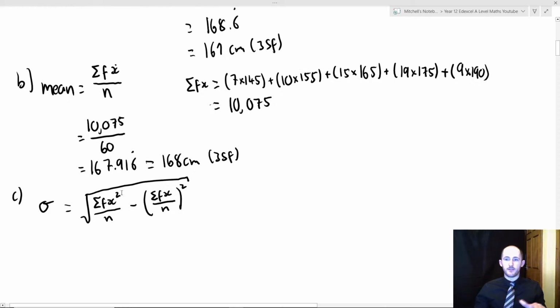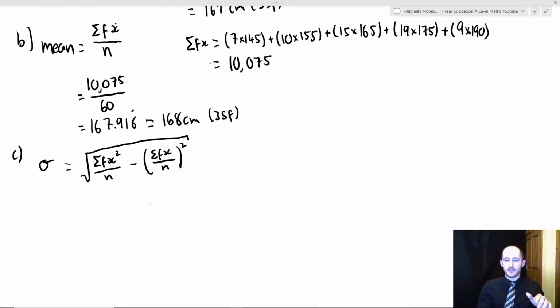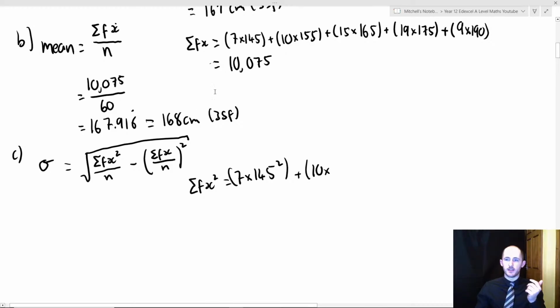It's completely different. The sum of f of x squared would be 7 times 145 squared. You squared just the 145, okay? So that's a very key thing. So we need to actually work this out separately. And it's going to give us a different number to just 10,075 squared. So be really careful with that. They're not the same thing. Again, lots of people make that mistake.